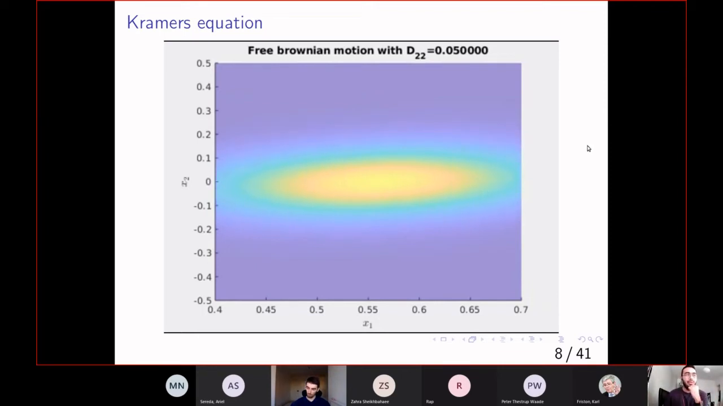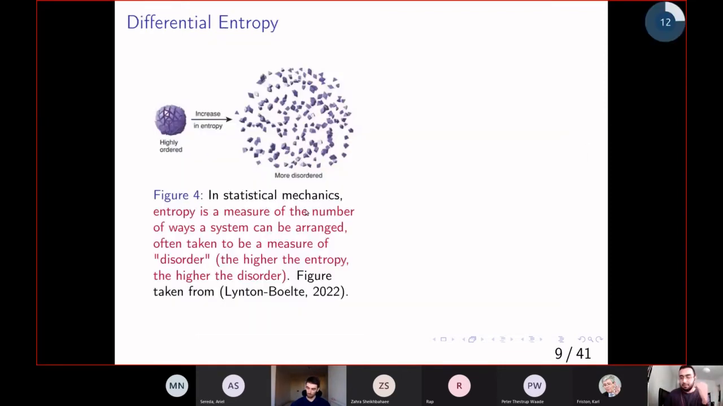So a way to do that would be to first try to compute entropy, for example. In statistical mechanics, entropy is a measure of the number of ways a system can be arranged, and it's often taken to be a measure of disorder. The higher the entropy, the higher the disorder in the system. This is what is commonly described as entropy from the field of statistical mechanics.